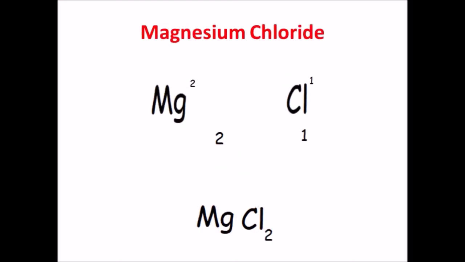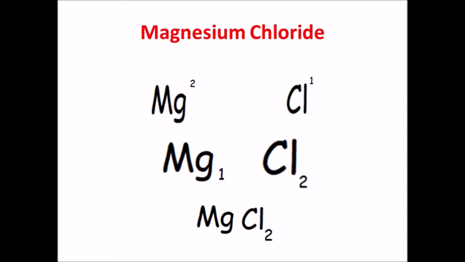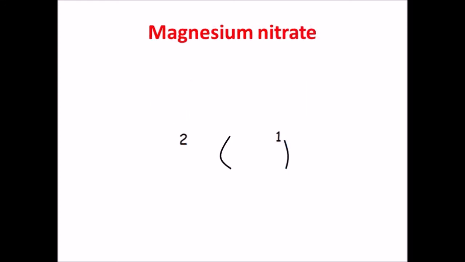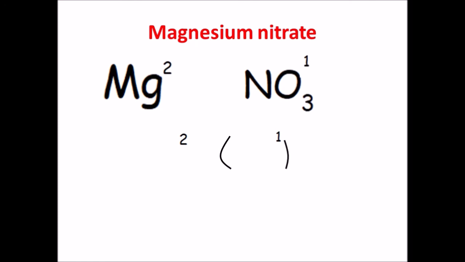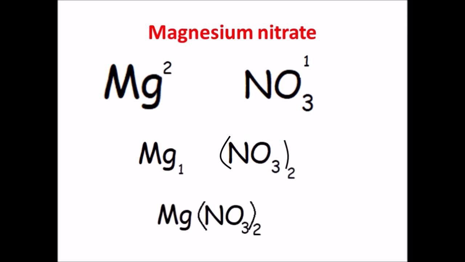Now consider magnesium chloride. Magnesium with valency 2, chlorine valency 1. There will be exchange of the valencies. 1 goes to magnesium and 2 goes to chlorine. And that is the formula of magnesium chloride. Magnesium nitrate. Magnesium 2, nitrate 1. Now they exchange the valencies, as you can see. Then we end up with the formula of magnesium nitrate.